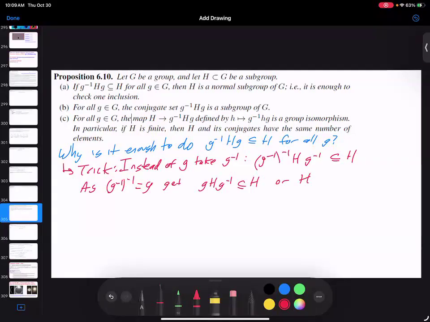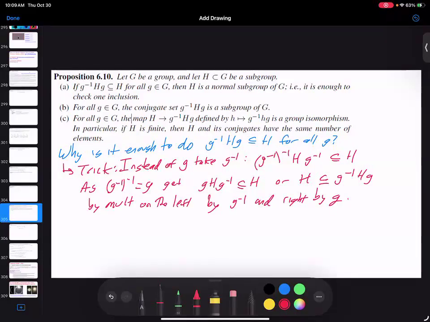Or H is contained in G inverse H G, by multiplying on the left by G inverse and on the right by G. And so we actually get the other inclusion. So if you can do this for all elements, take G the first time, take G inverse the second time. This cuts your work down in half.